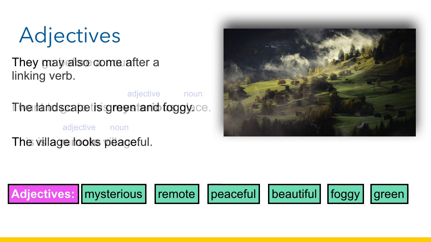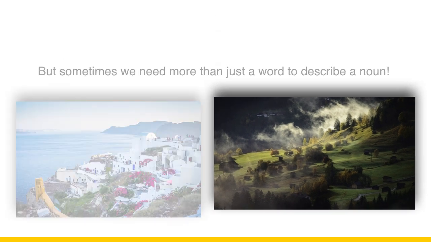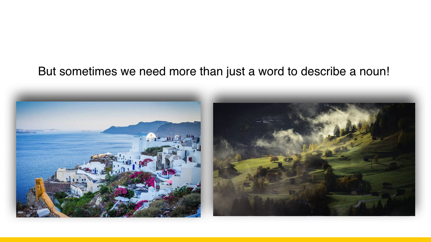But there's another way we could use an adjective. They may also come after a linking verb. A linking verb is a verb like be or look. For example, the landscape, which is a noun, is green and foggy. The village looks peaceful. So these are adjectives, but sometimes we need more than just a word to describe a noun.